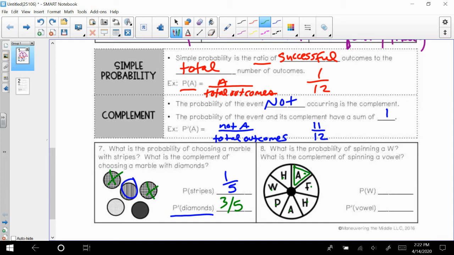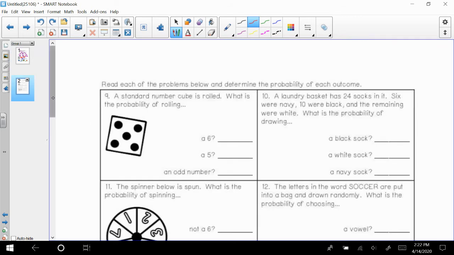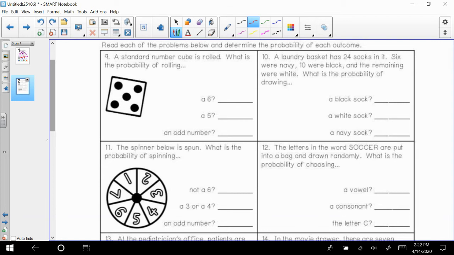Okay, I'm looking at the sections here. I'm not looking at if something's being repeated or not. So there's a total of 7 sections. And if I wanted to find a W, I've only got one option here, 1 out of 7. And then for the complement of getting a vowel, I'm going to cross off all my vowels, which leaves me with 5 options left. So 5 out of 7. Okay. We're going to flip over the page and go on to number 9.